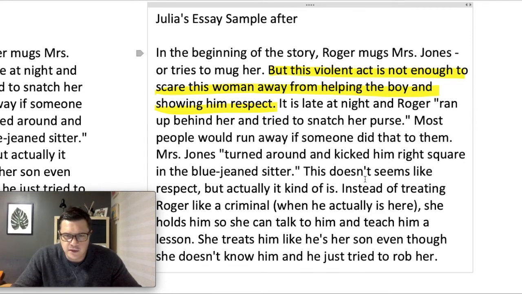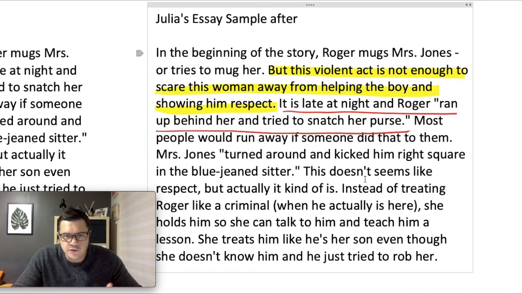When I read this, I feel like I know what the author is trying to show me here. She's trying to show me that Mrs. Jones is not scared of violence. Okay? She's trying to show me that in a situation where other people might be really scared, she's not. And even though she is being robbed, she teaches this boy a lesson. Right? So keep this sentence in mind, because what it does is it kind of breathes life into this quote.